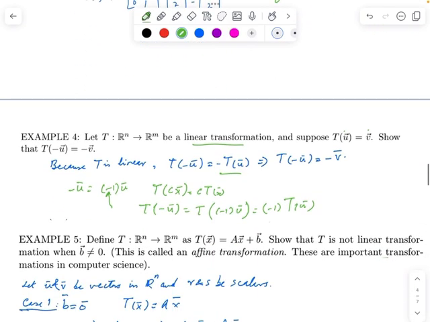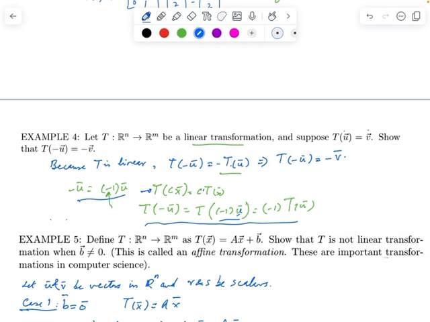So how can we show that? Well, because T is linear, T of negative u can be written as T of negative 1 times u, and I can do it because of this linearity. Remember, the linearity property says that T of cx will be equal to c times T of x. So for T of negative u, negative u can be thought of as negative 1 times u.